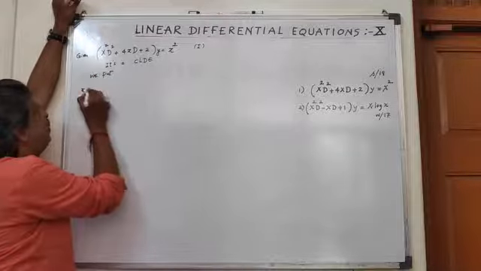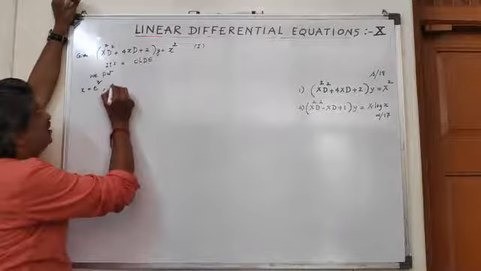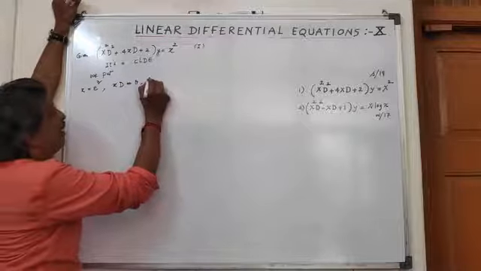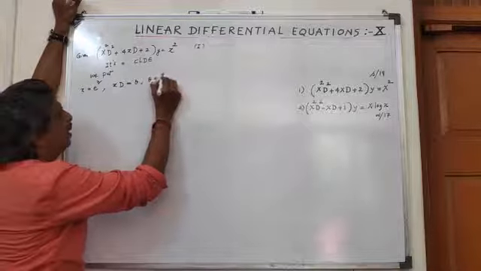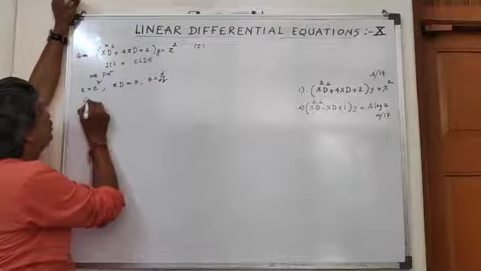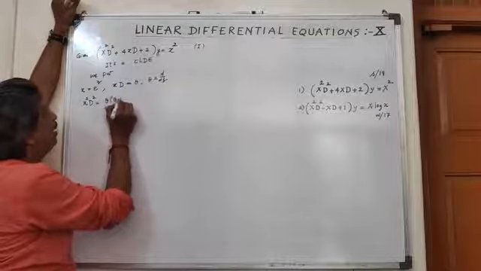x equal to e power z. Note this: xD equal to theta, where theta is d by dz. x square d square equal to theta into theta minus 1.